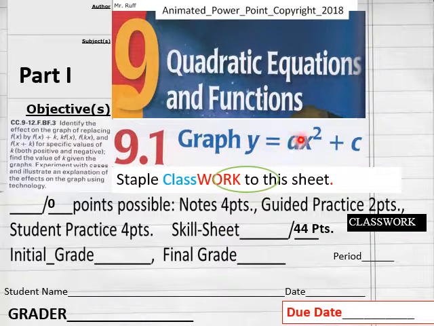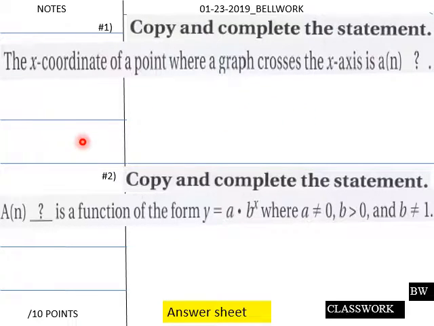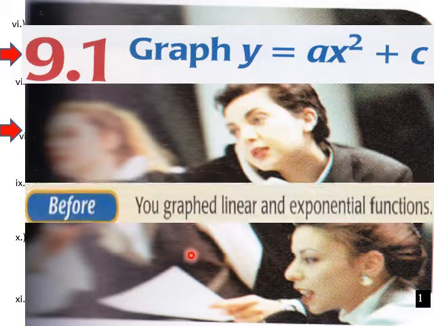9.1 Graph y equals ax squared plus c. So we're going to get into some quadratics here for Algebra 1. Here's your bell work, teachers, as your students come into your classroom. Or homeschoolers, it's a good warm-up for you. And everybody else, good too for you as well. 9.1, graph y equals ax squared plus c.